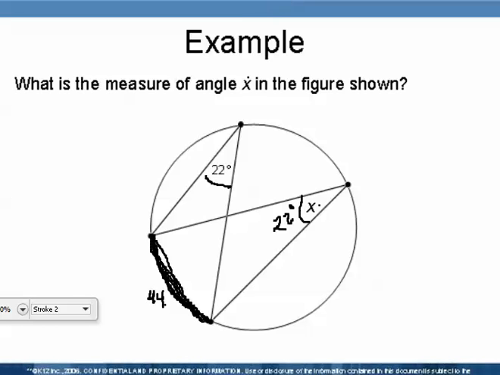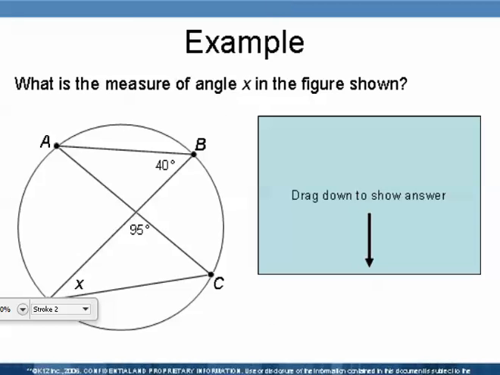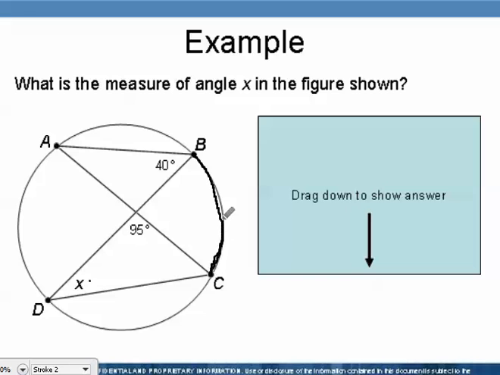Okay? So, this is a more complicated problem. Let's look at this one. It says, what is the measure of angle X, right here, in this figure that's shown here? Well, I can see that X has this arc that it inscribes. That means if I could find the measure of this angle over here, X and this angle would be the same thing, right? But I don't have that angle. I've got this angle 40, and then I've also got this angle 95.